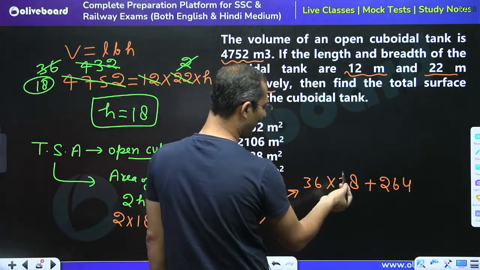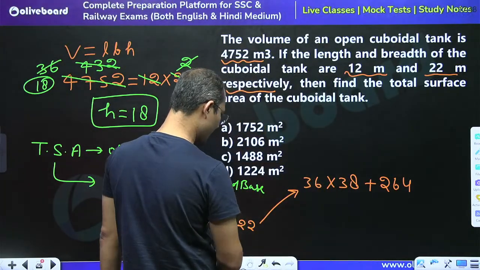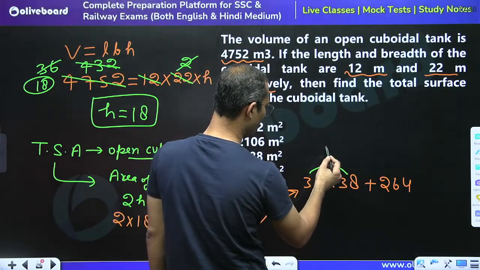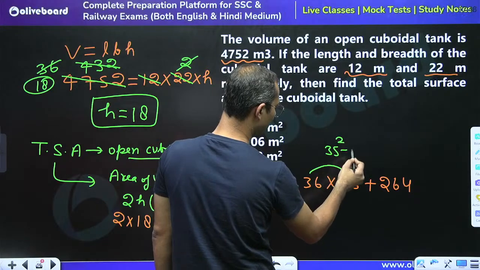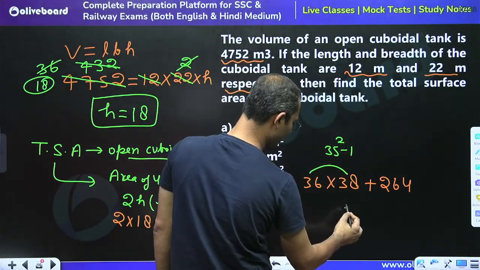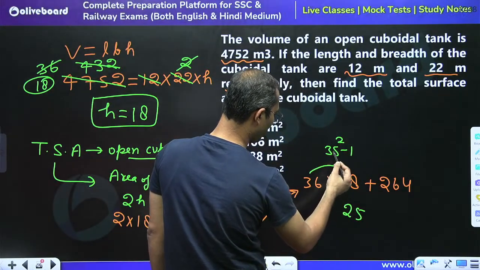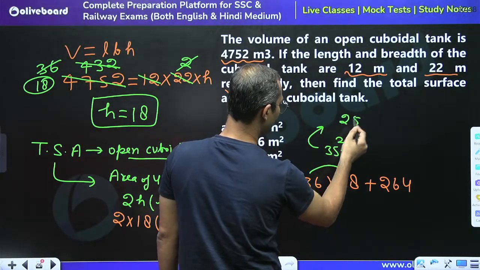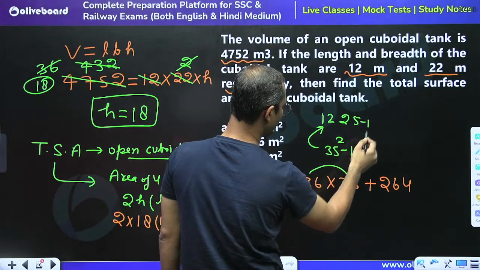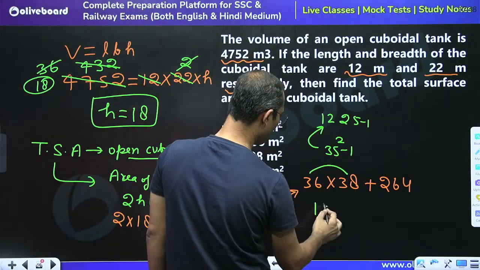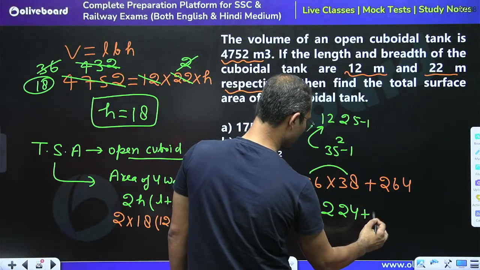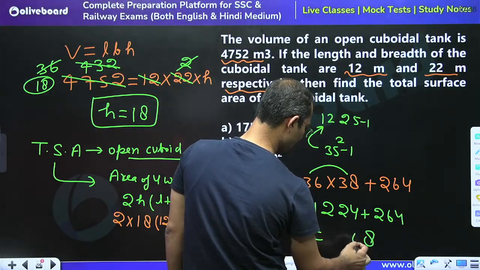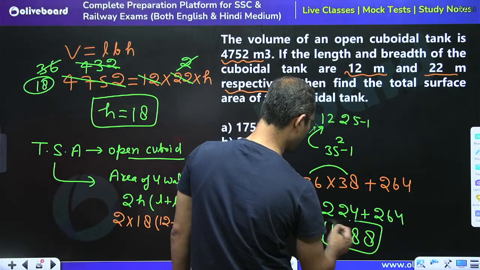If we have to multiply any two numbers which have difference 2, so their difference is 2, there is a shortcut. This is equal to how much? Middle number is 35. 35 square minus 1. The shortcut for the square of 35 is 25, and 3 into 4 is 12, minus 1. So the product of this is equal to 1224 plus 264, right? So we can say that it is 1488.